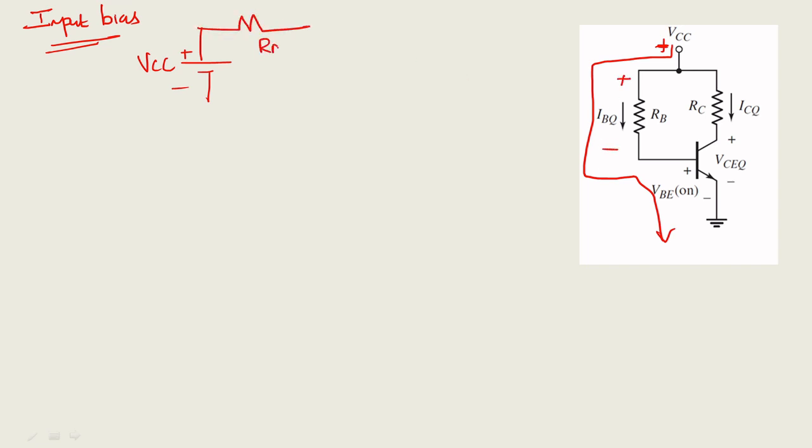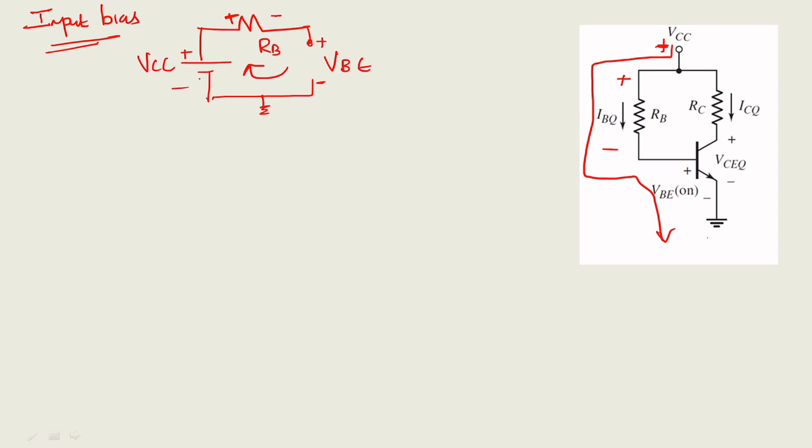So RB, I am assuming plus minus. This is a passive device, right? So I am assuming the polarity, plus minus. Then this is a predetermined one, plus minus. So what is the drop across this? VBB. And this is the ground. Now you apply the KVL across this loop.